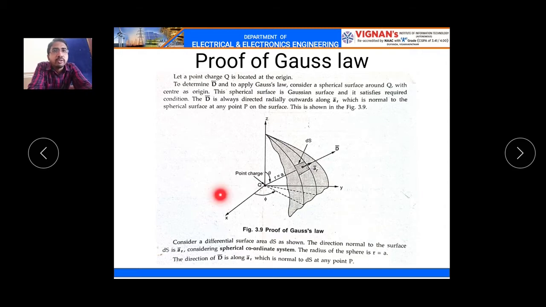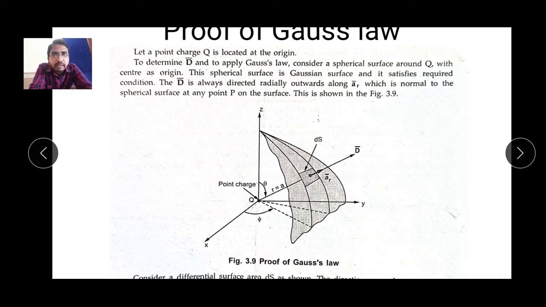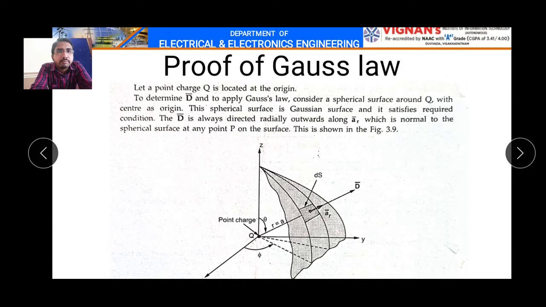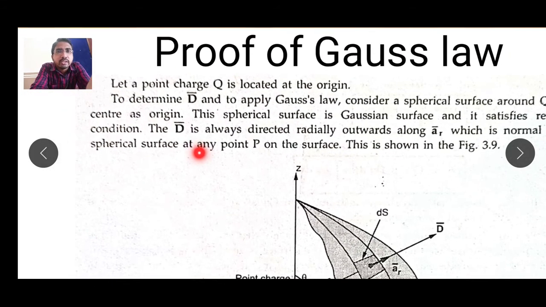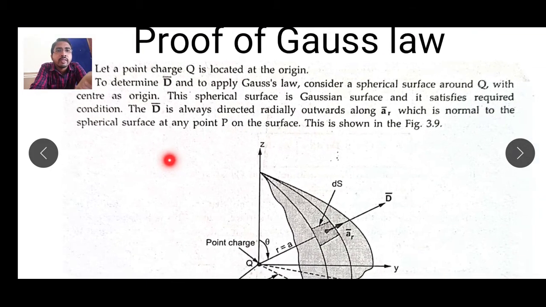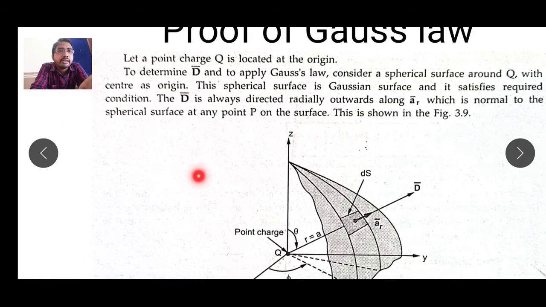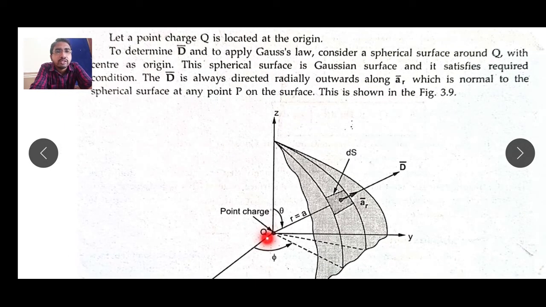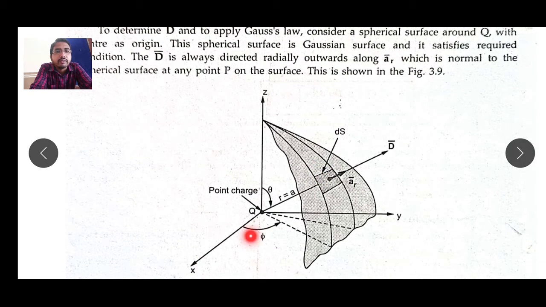Next, we need to prove Gauss law. How can we say that the electric flux psi is equal to the total charge Q enclosed by a surface? For proving Gauss law, let us take some assumptions. Imagine a point charge Q is located at the origin. We are considering the spherical coordinate system. See, your charge Q is placed at the origin. That origin is also the center of the sphere. A sphere of radius r equal to a, and also a cone is assumed with half angle theta, and also a plane with angle phi is shown in the spherical coordinate system.